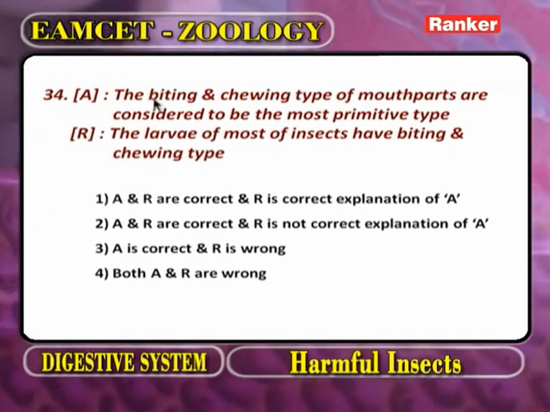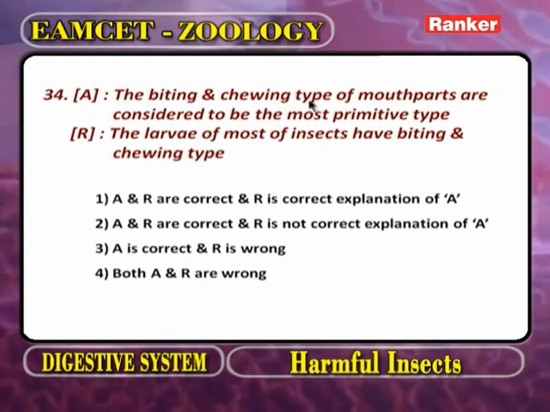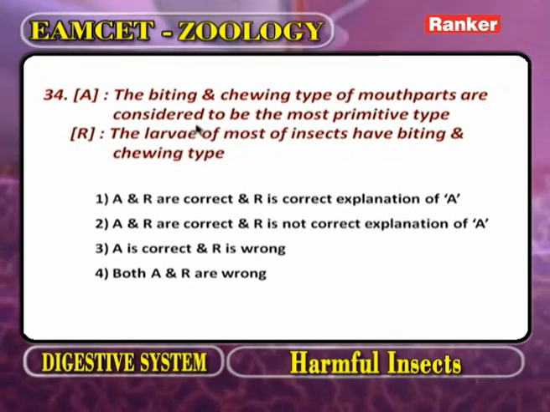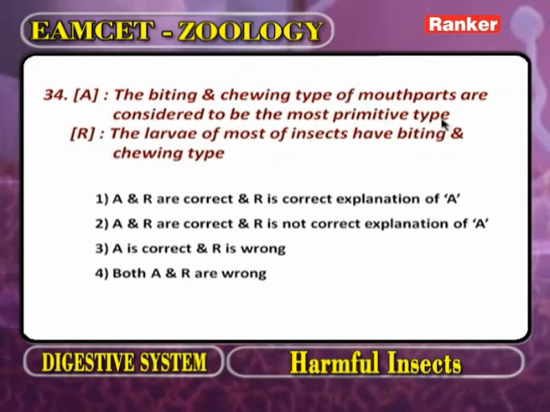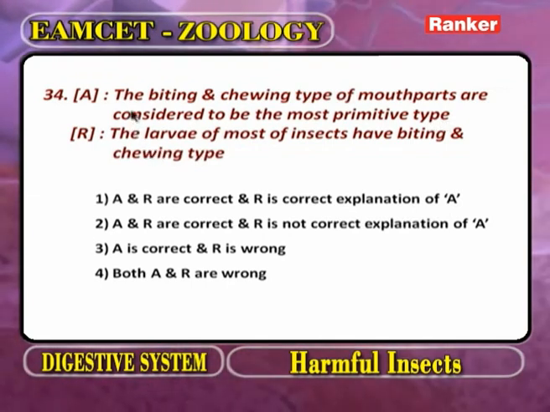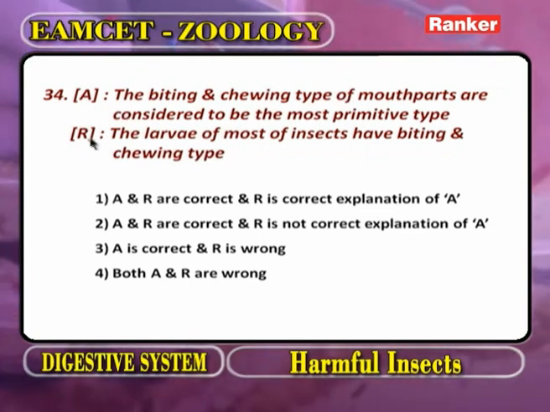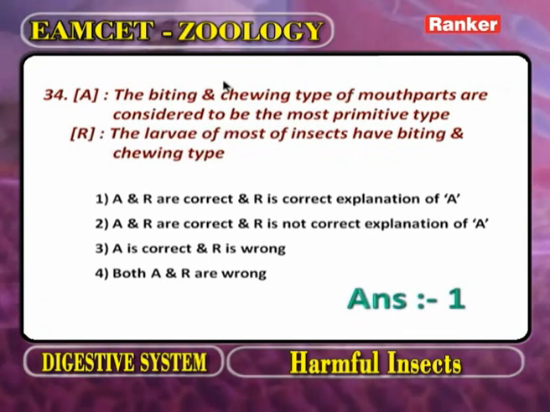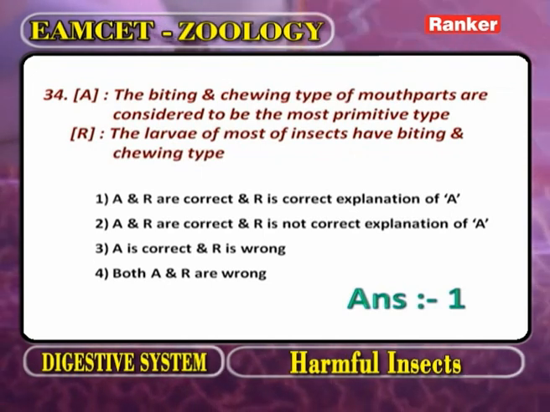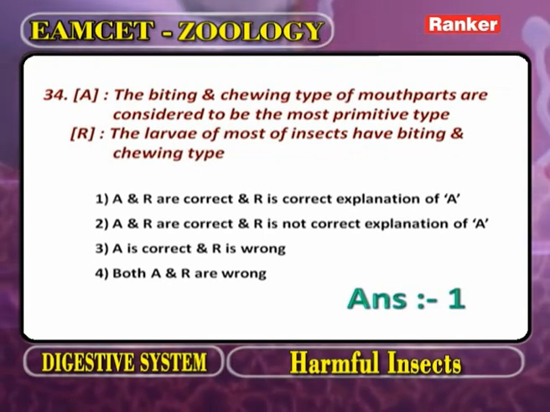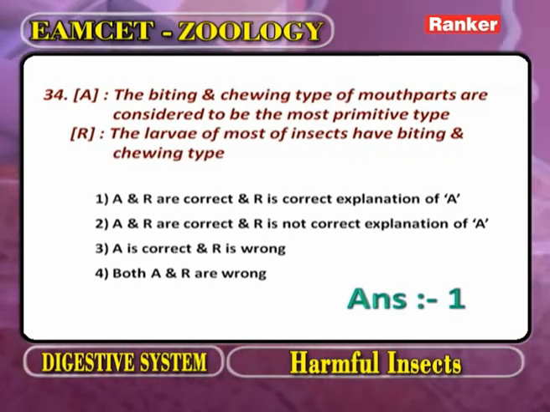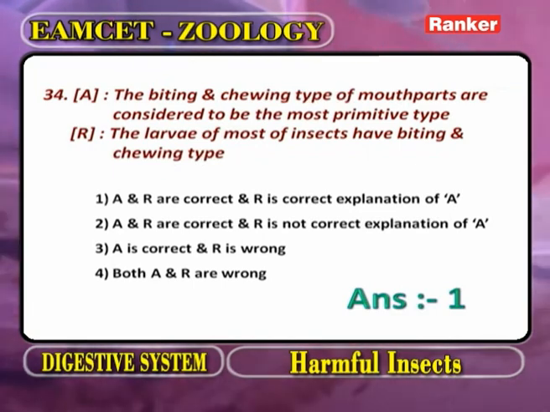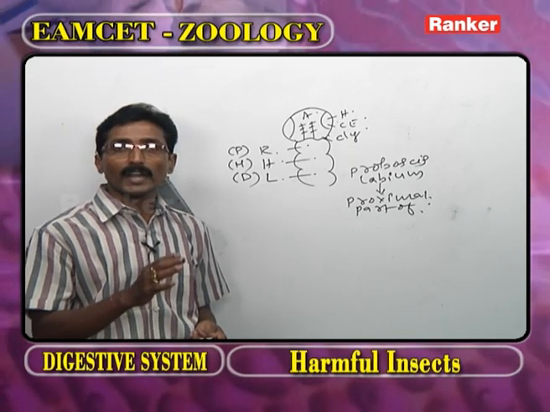Assertion: the biting and chewing type of mouth parts are considered to be the most primitive. Yes, here the assertion is correct, because in almost all insects, in the majority of insects, in their larval stage, the biting and chewing type of mouth parts are present. So they are the most primitive. In the biting and chewing type of mouth parts, what are the prominent parts? The mandibles. Hence they are called mandibulate type.